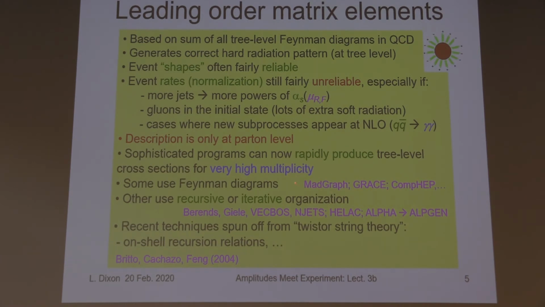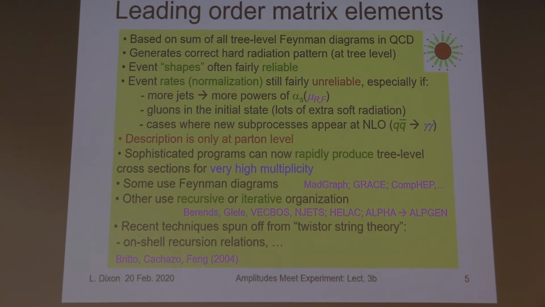And you need to estimate a cross-section, you need to collect a sample of many events in order to do a Monte Carlo integration over the phase space. And so you have to do this very quickly. Some of these use Feynman diagrams. Most common now is recursive or iterative organization.